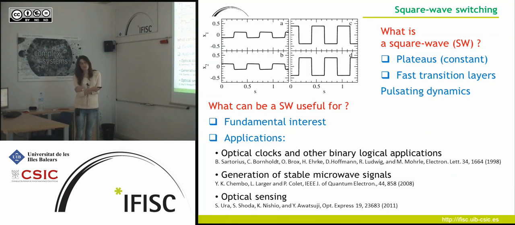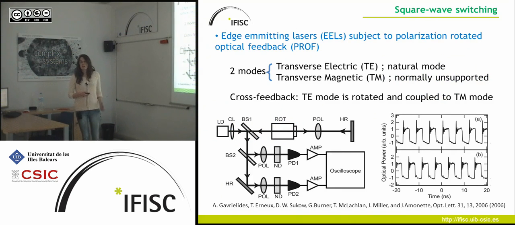The generation of such pulsating dynamics has been studied in the past few years, not only for its fundamental interest, but also motivated by applications such as optical clocks or other binary logical applications, the generation of stable microwave signals, or optical sensing. Square wave switching has been studied in edge-emitting lasers subject to polarization-rotated optical feedback. We have in the external cavity of a laser two modes, the transverse electric and the transverse magnetic, but because they have different gains, there is only one naturally supported mode, and this is the transverse electric one. The transverse magnetic is not normally supported by the laser cavity.